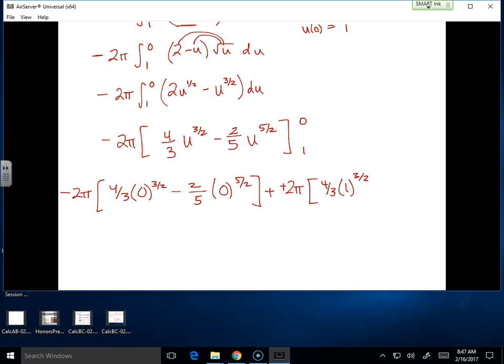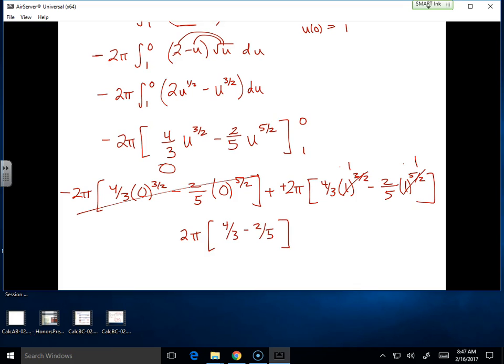I have 3 halves minus 2/5, 1 to the 5 halves. Kiddos, what's 1 to any power? All this is 0, right? 0 minus 0, times anything is 0. I get 2 pi times 1 to the 3 halves, which is just times 1, and 1 to the 5 halves is just times 1. So I end up with 4/3 minus 2/5.